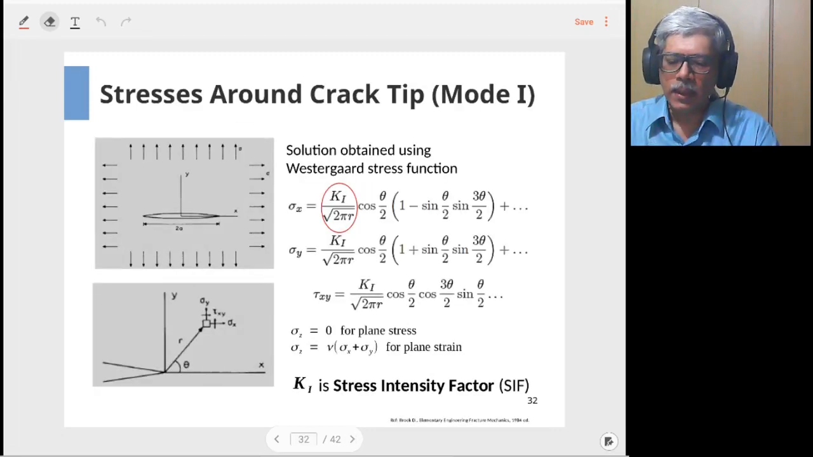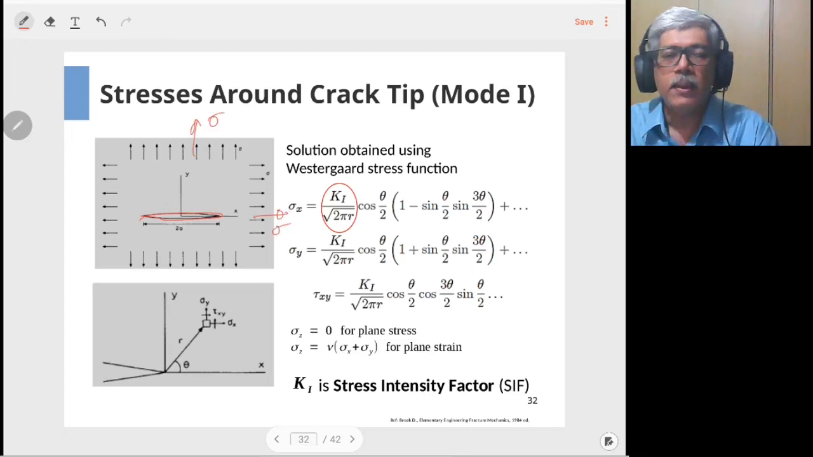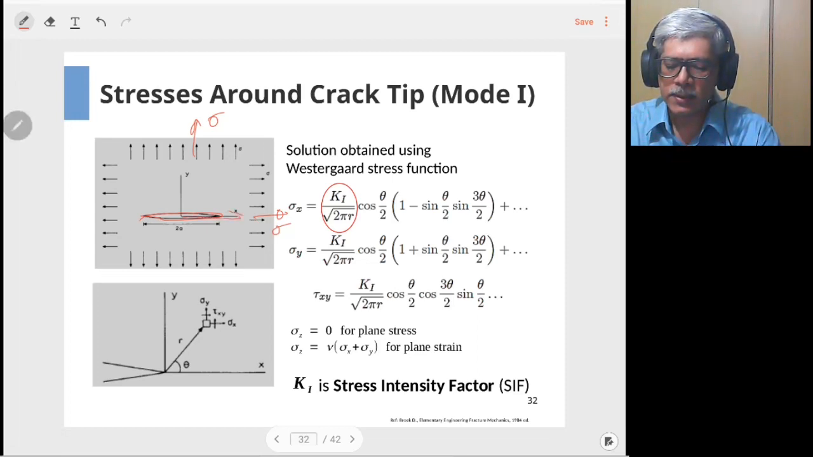If we assume a crack to be present under the loading, so this is the crack and it is subjected to a uniform loading sigma in both the directions. So we are considering a plate which has a crack and the plate is subjected to equal stresses in both horizontal and vertical direction. In order to define the stresses, we define the x-axis as the one along the direction of crack growth and the y-axis which is perpendicular to the crack growth direction.